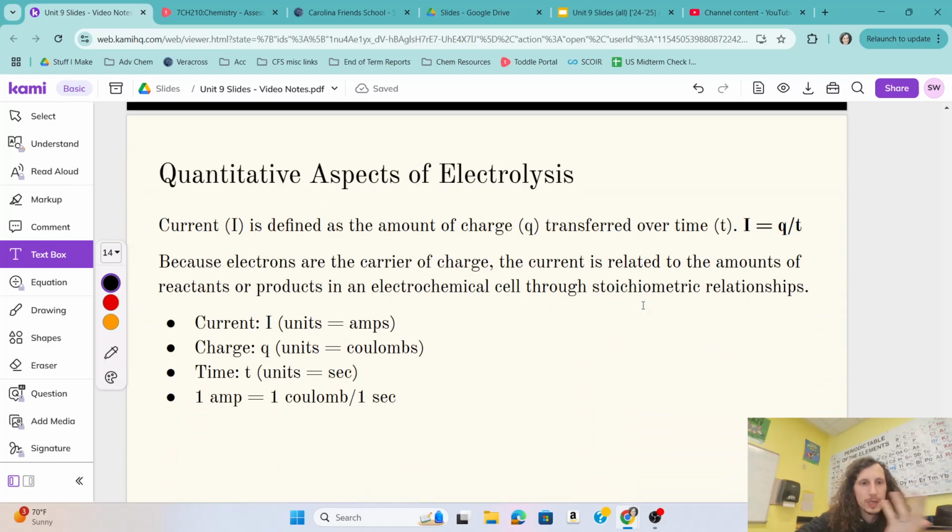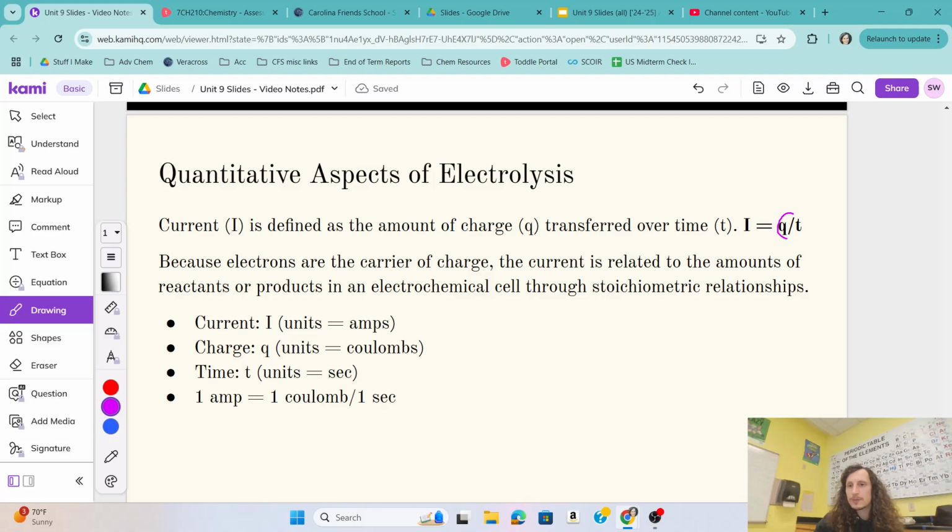So, what are the quantitative things we need to know? Firstly, how much electrical current I am adding. Current uses the variable capital I, and it's the amount of charge, which is Q, measured in coulombs, which starts with a C, transferred over some amount of time. So current is charge over time, Q over T. And I really think this is such a QT equation.